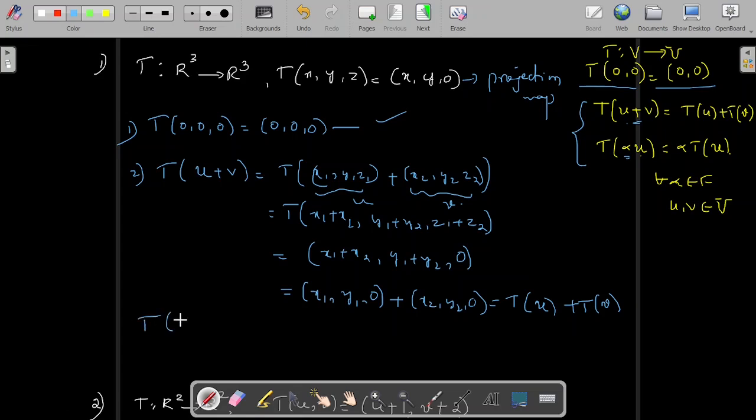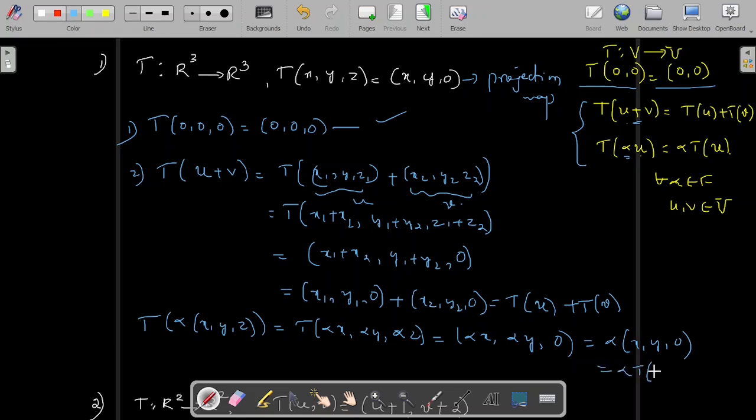Similarly, for scalar multiplication, you take alpha into x comma y comma z, which is equal to T of alpha x comma alpha y comma alpha z. After applying the transformation, this vector goes to alpha x comma alpha y comma 0, which is nothing but alpha into x comma y comma 0. I can write it as alpha into T of u. Therefore it fixes the origin, and it preserves both vector addition and scalar multiplication. Hence this transformation is a linear transformation. This is how to check.